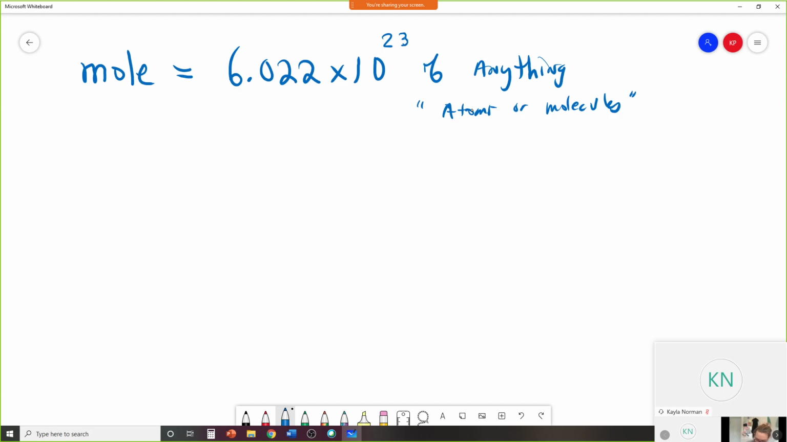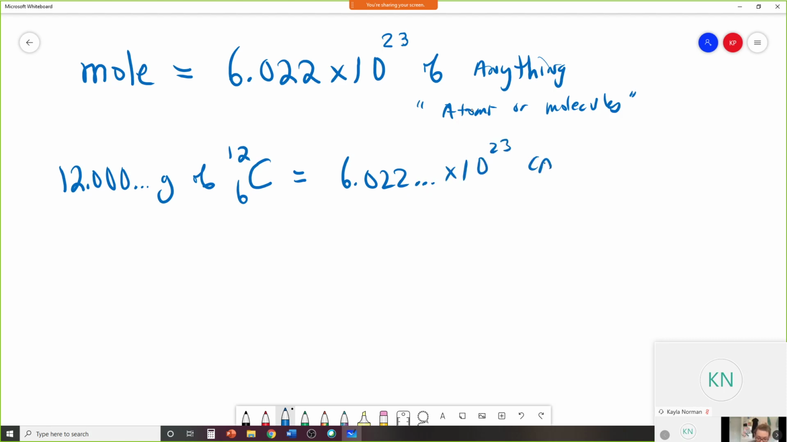A mole can be anything as long as it's 6.022 times 10 to the 23rd. And where does this come from? It comes from the fact that if we take 12.00, as many zeros as you want, grams of carbon 12, it will be equal to 6.022 and a lot of decimals behind it times 10 to the 23rd carbon atoms. Okay, so now we have a way of going from grams to atoms with something called a mole.